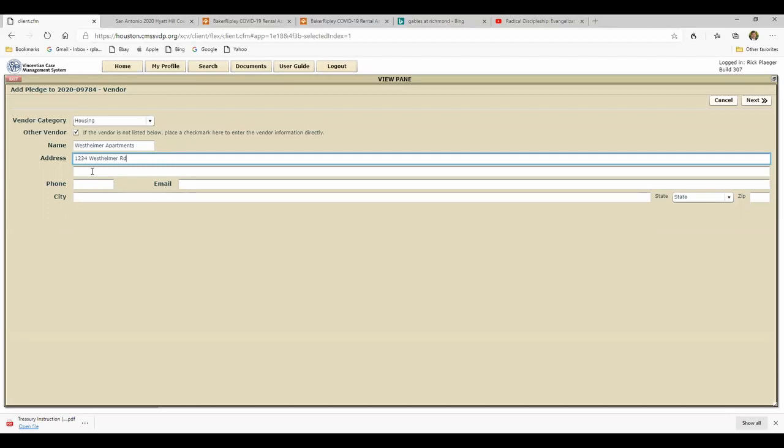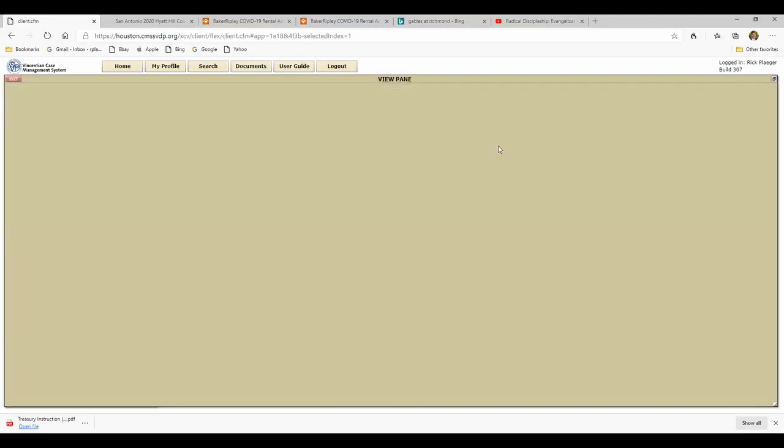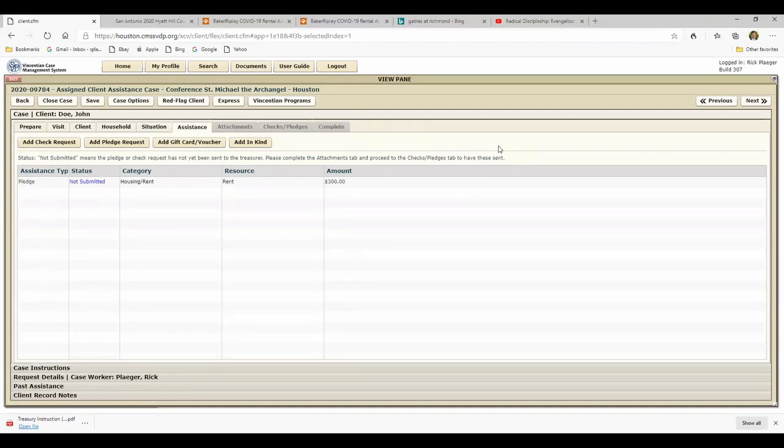If there's a particular person you want to have this check or the pledge sent to the attention of, you can put that in there, but otherwise just put the address with the city and the state. So again, most of the time you are going to find the vendor in the drop-down menu, but if you don't, you can always use this checkbox and fill it out yourself. You then hit next, and it'll take you back to the same screen that you started with respect to assistance. Important to note, this is not submitted. It will not be submitted until you have progressed all the way to this Checks Pledges tab. So keep that in mind.